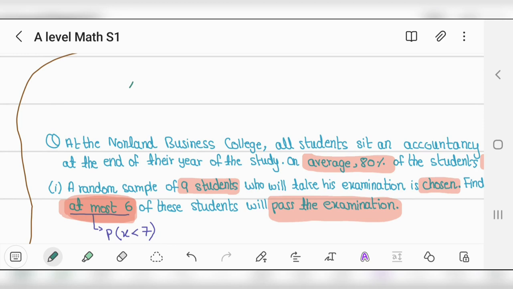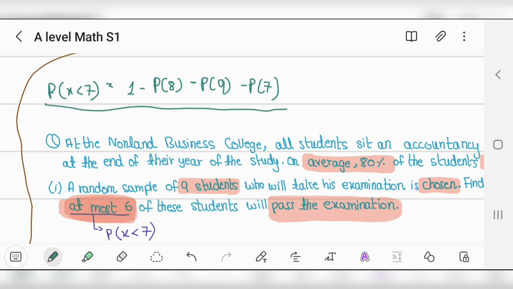We're going to take 1 minus the probability of having 8, the probability of having 9, and the probability of having 7, and then we just do the minus, and then we get the answer for the probability of having less than 7. This is how you're going to do it.